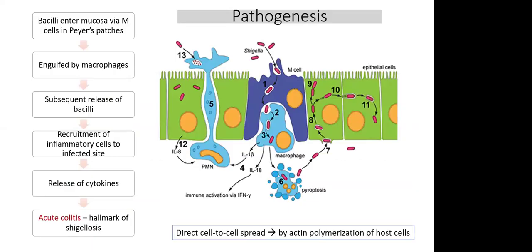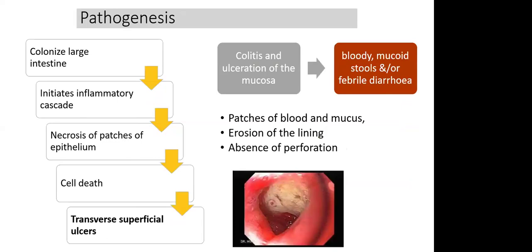As sir has already shown in this picture, these bacilli reach the M cells of the Peyer's patches and cause an inflammatory reaction, resulting in acute colitis, which is a hallmark of shigellosis. This colonization results in necrosis of the epithelium and ulcers. The colitis and ulceration of the mucosa result in the bloody or mucoid stool in dysentery. So there will be ulceration seen in the intestine.